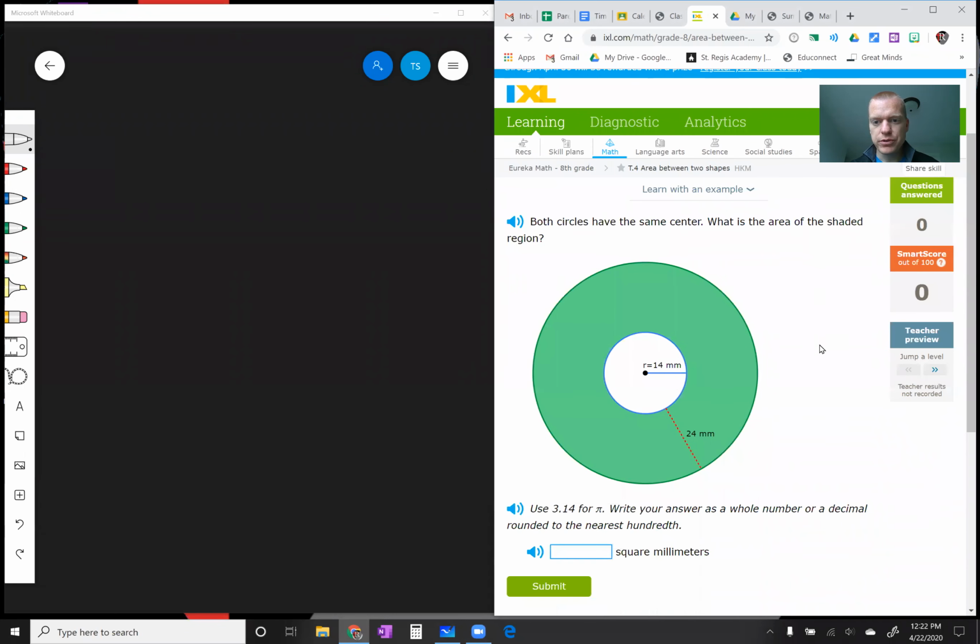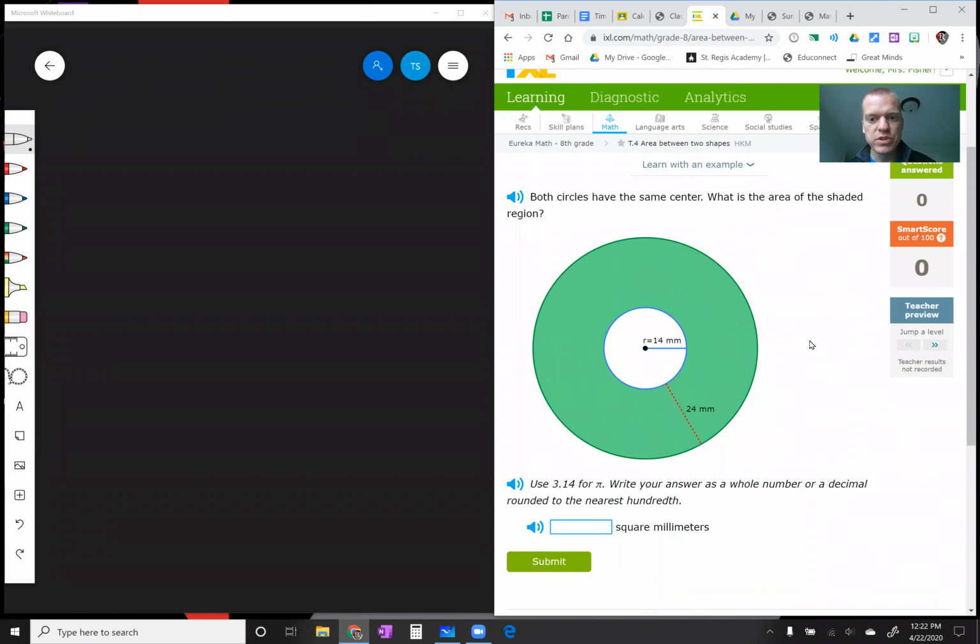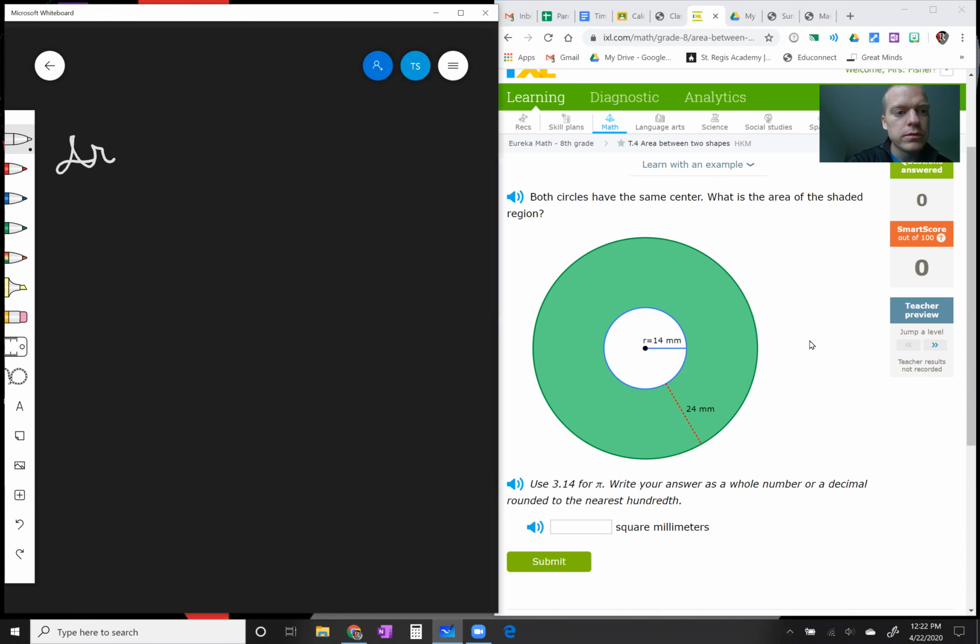Okay, circles. Circles are the hardest ones, but they're the most fun. So two equations you need to write down right off the bat. The area of a circle: area equals pi times r squared, which is pi times your radius squared. And radius, remember, is from the center to the end. So radius from here to here is 14. Radius from here all the way to the end would be 14 plus 24.